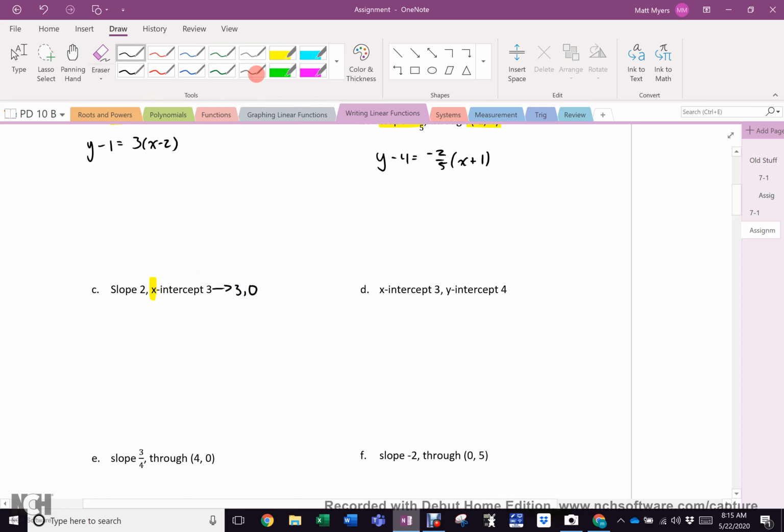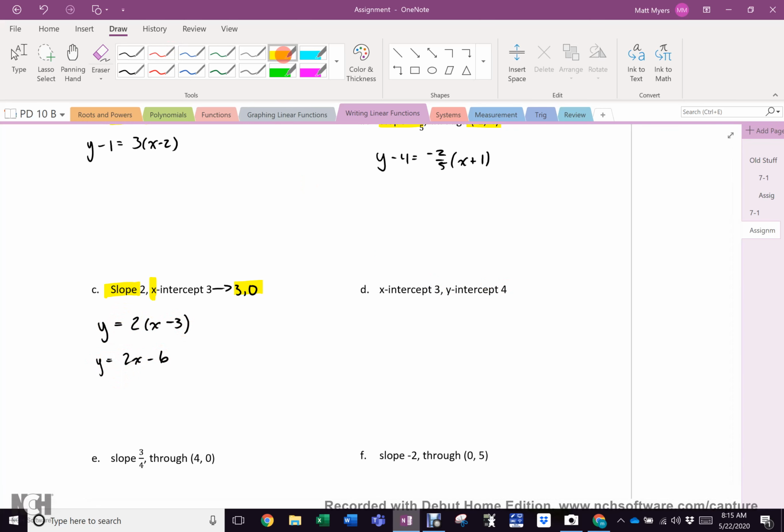So again, you have a slope and a point. So that is y minus 0, which is just y, equals 2x minus 3. Now, that is technically point slope form, but it's a little ugly. So some of you may do that and put it into slope intercept form. That's cool, whatever you want.